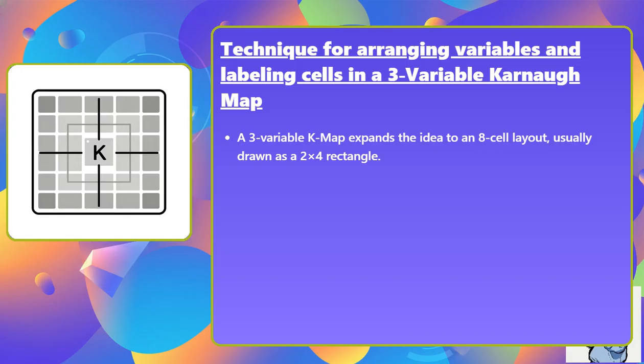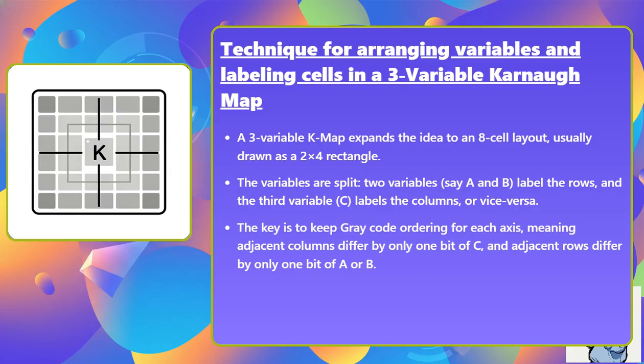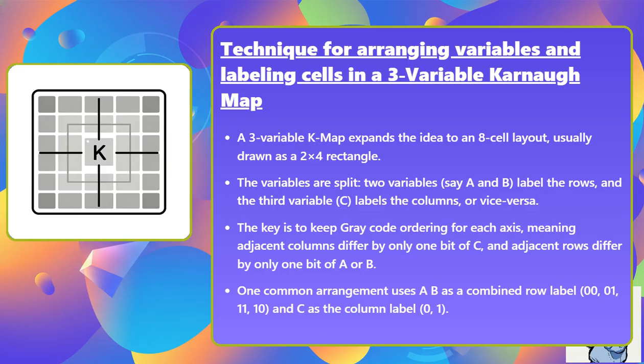A three-variable K-map expands the idea to an 8-cell layout, usually drawn as a 2x4 rectangle. The variables are split: two variables, say A and B, label the rows, and the third variable C labels the columns, or vice versa. The key is to keep Gray code ordering for each axis, meaning adjacent columns differ by only one bit of C and adjacent rows differ by only one bit of A or B. One common arrangement uses AB as a combined row label, 00, 01, 11, 10, and C as the column label, 0, 1.